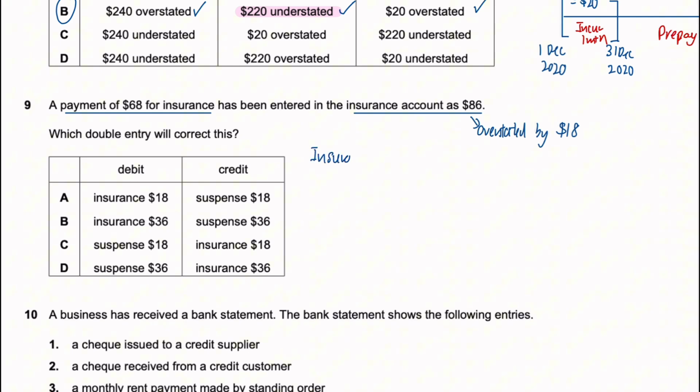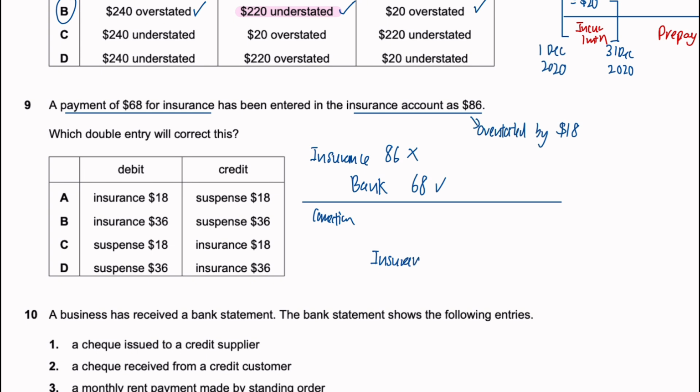So this is what you record initially. You debit insurance 86, and then you credit bank for 68. The bank is correct, but insurance is wrong, so you need to correct it. Because you overstated, you need to credit it to reduce the amount by 18. And because here we don't have anything to debit, usually we debit suspense 18. Okay, so the answer is C.